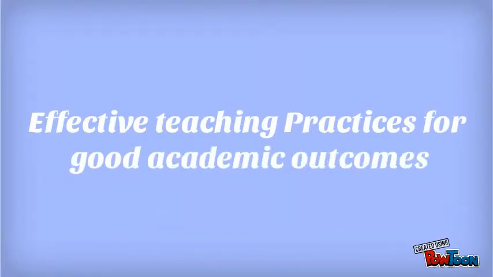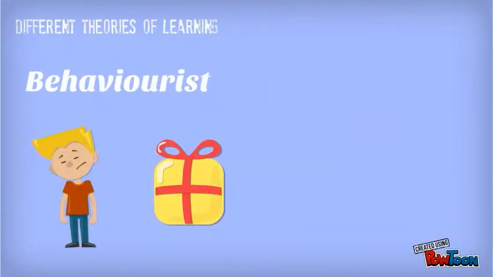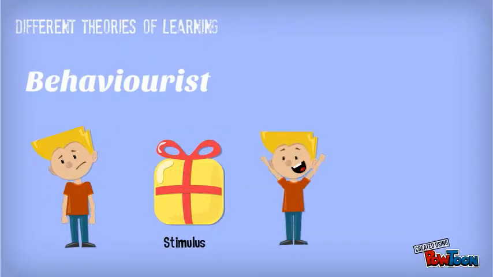Effective teaching practices for good academic outcomes. Given there is a large amount of research on how each child learns differently and at different stages, we need to consider how as teachers we can cater for all these differences. Theorists such as Thorndike, Pavlov, and Watson viewed learning as a change in behaviour through the use of stimuli in the external environment that produces a desired behavioural change.